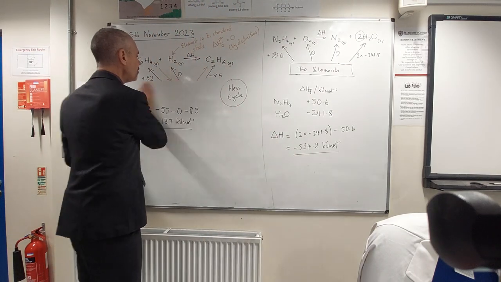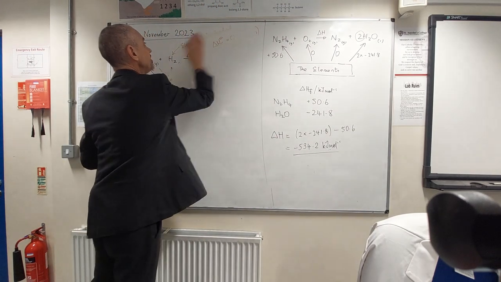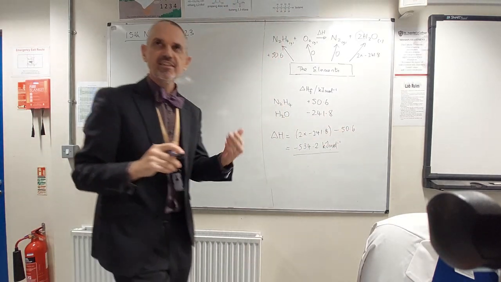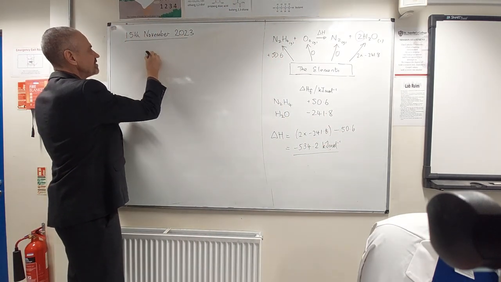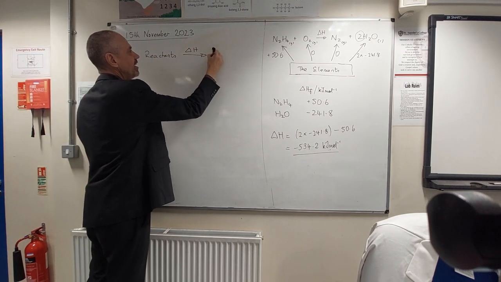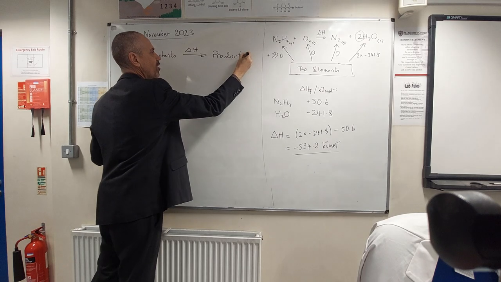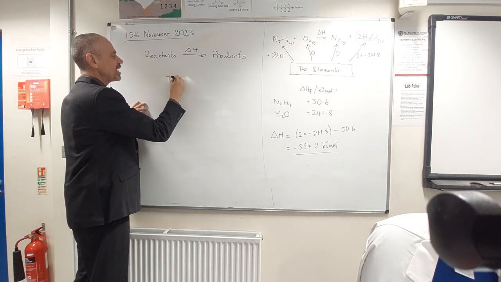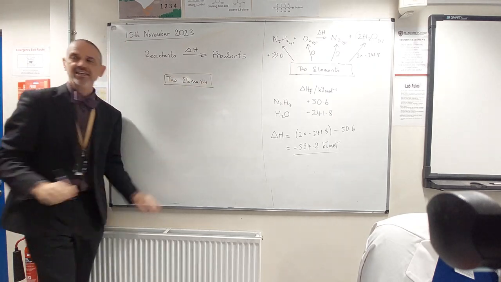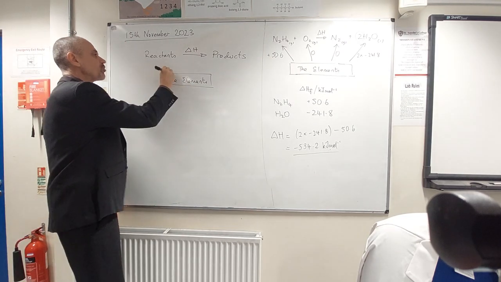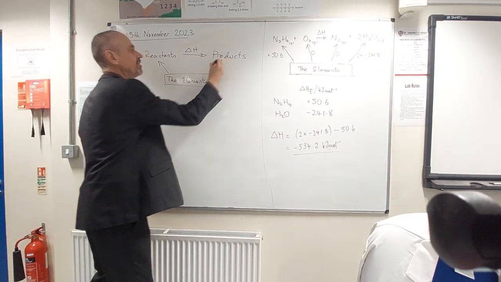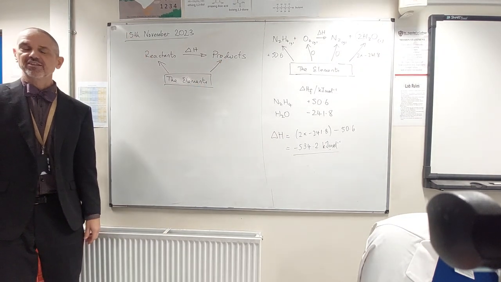Let's do one more, but just before we do it, I'm going to introduce you to an idea. Okay, we're always starting with reactants on the left, and we're always working out delta H here, and we're always making products on the right, and we're always going to have the elements down here every time we draw these Hess diagrams, and the arrows are always going to be coming out of the elements to make the reactants and coming out of the elements to make the products.